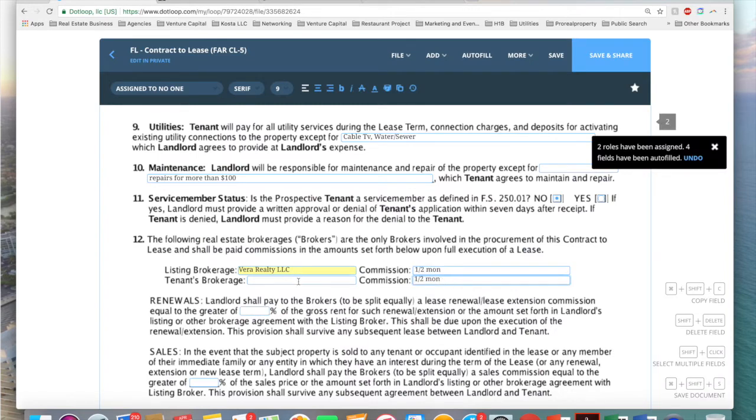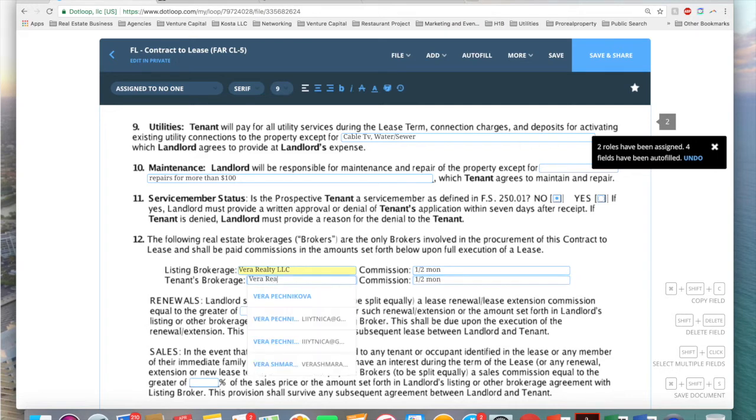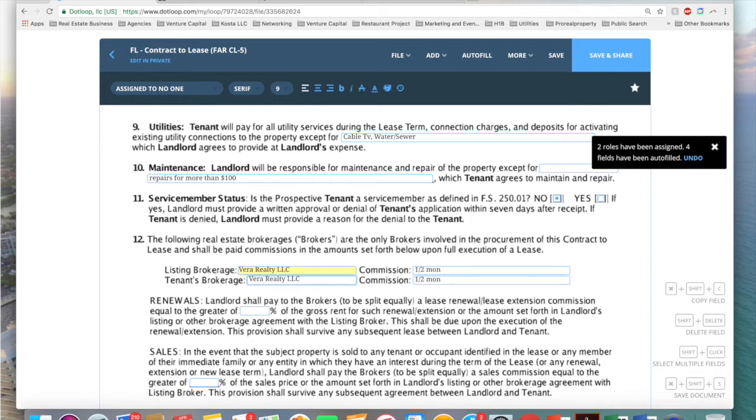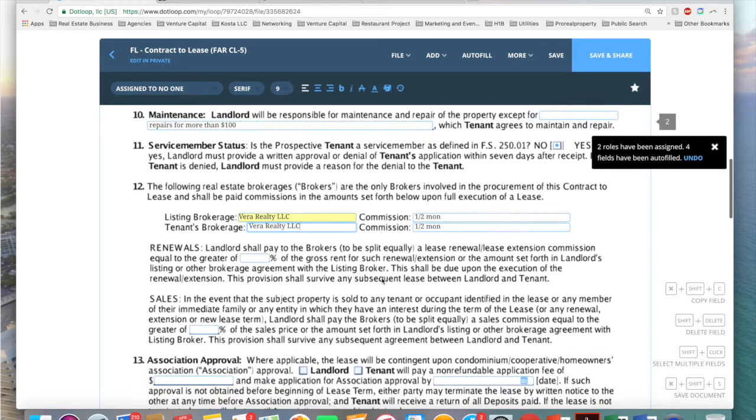Same with the transaction tenant brokerage, and it's also in our case Vera Realty, as I'm the broker for Vera Realty and I'm working on presenting an offer.